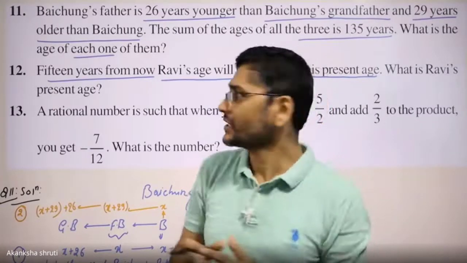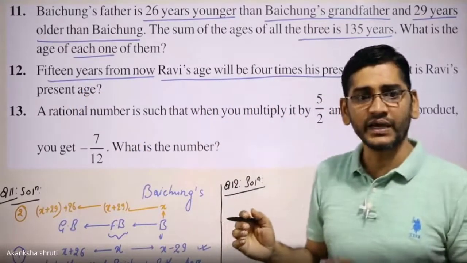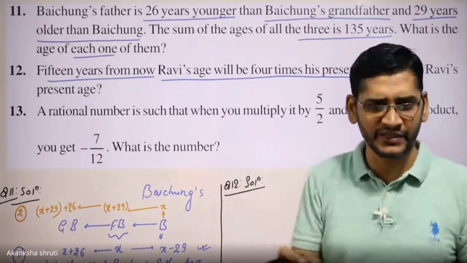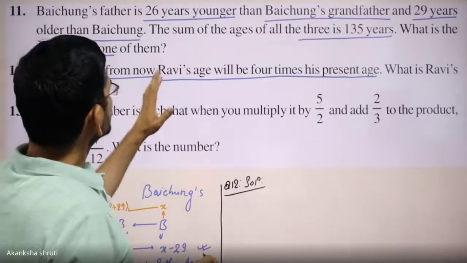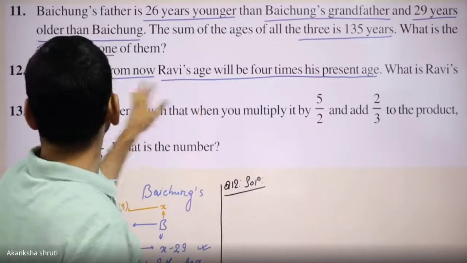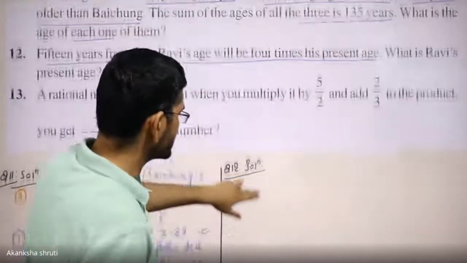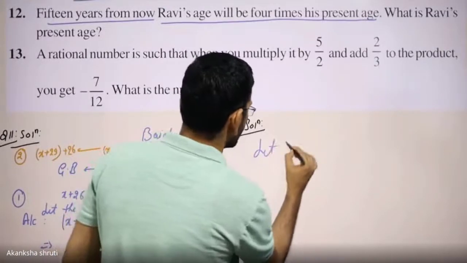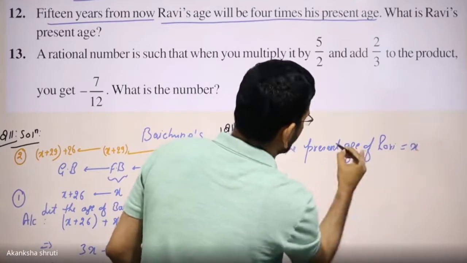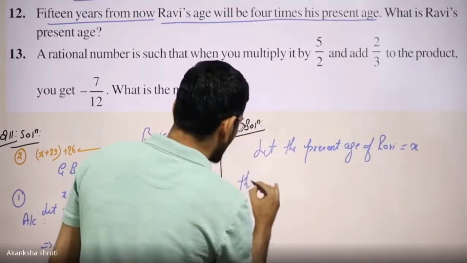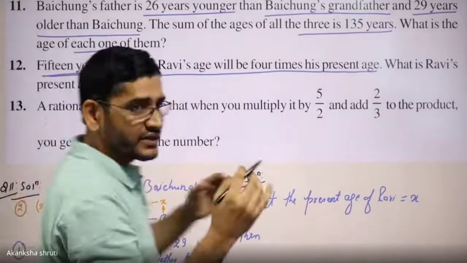Then it is said that after 15 years, the new age of Ravi will be there. So in this question number 12, they are talking about two kinds of age. 15 years from now, Ravi's age will be 4 times his present age. So let us consider the present age of Ravi as X. Then it is talking about 15 years from now, means 15 years later.